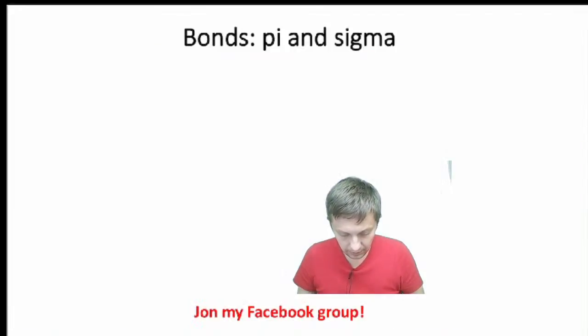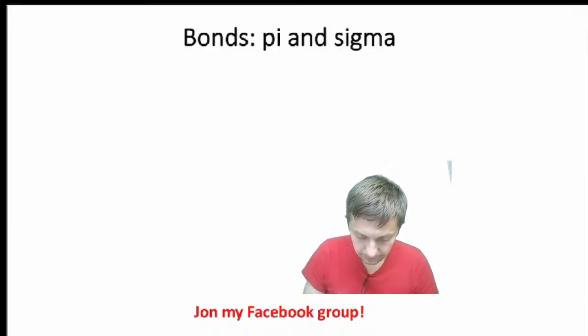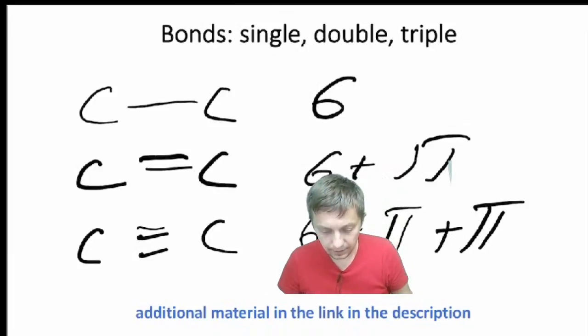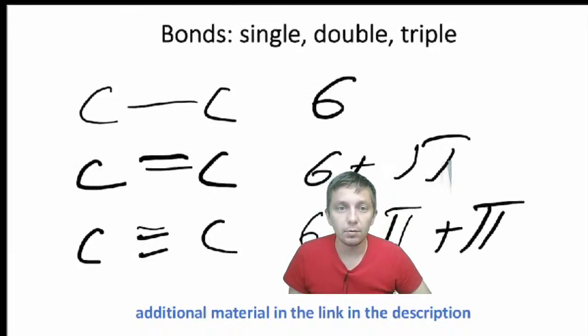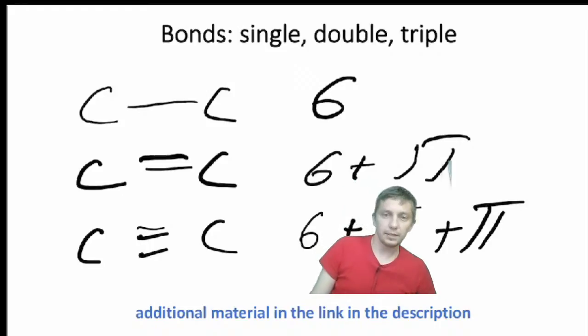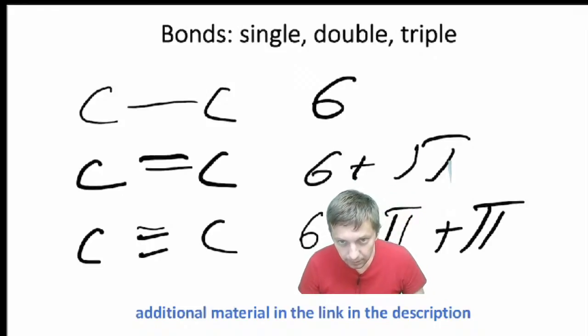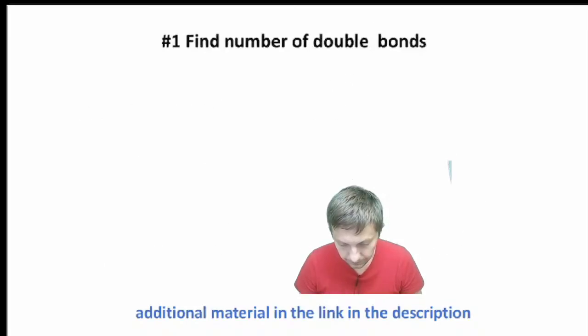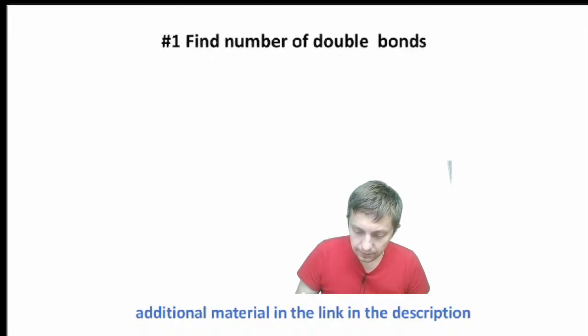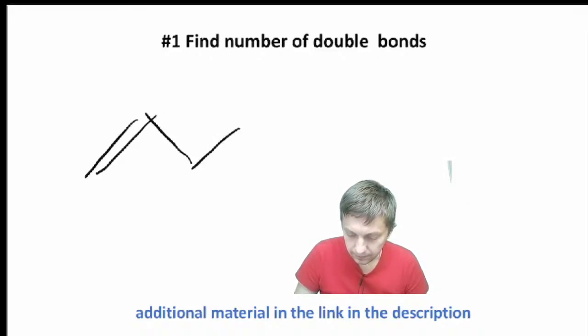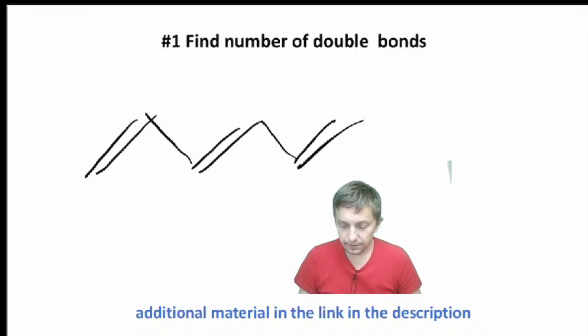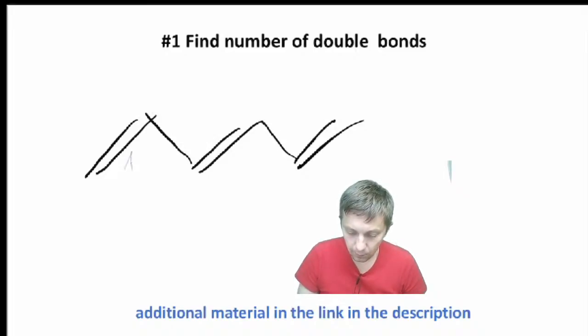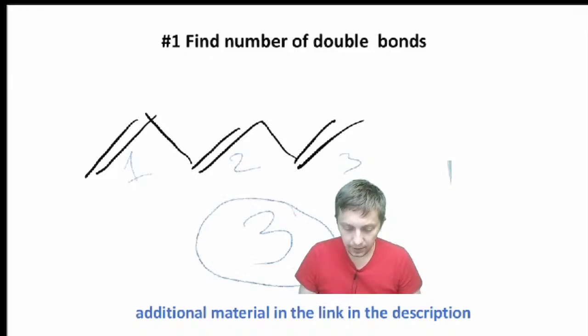So let's remember: a single bond is always sigma, a double bond is sigma plus pi, and a triple bond is sigma plus 2 pi. For example, we have a structure, a condensed formula. Here we have 1, 2, 3 double bonds.